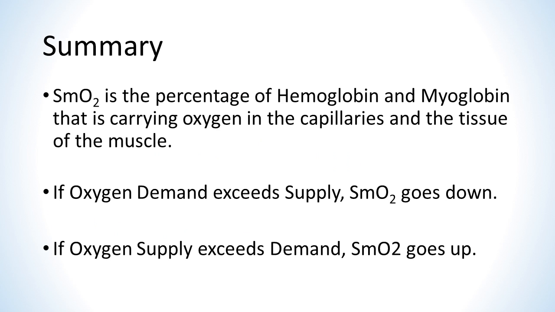In this tutorial, we've covered two primary concepts. The first is the definition of SmO2. SmO2 is the percentage of hemoglobin and myoglobin that is carrying oxygen in the capillaries and tissues of the muscle. The second is the concept of supply and demand. If demand exceeds supply, SmO2 will go down. If supply exceeds demand, SmO2 will go up.